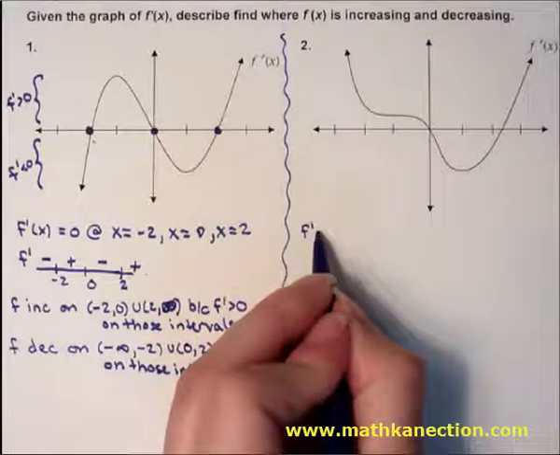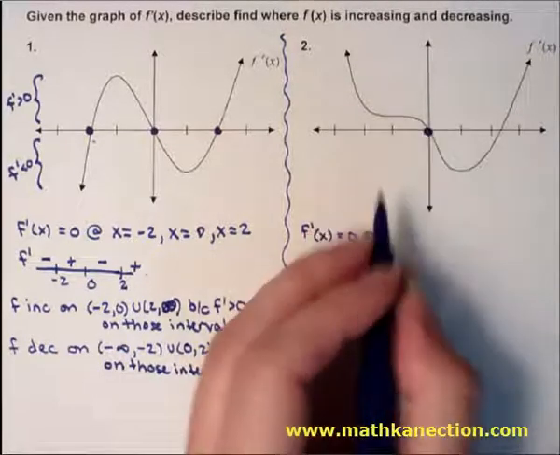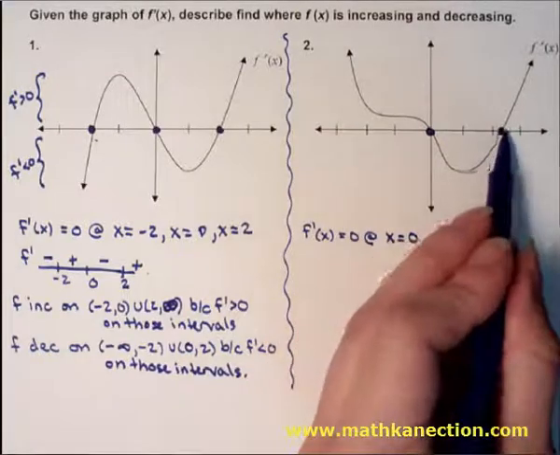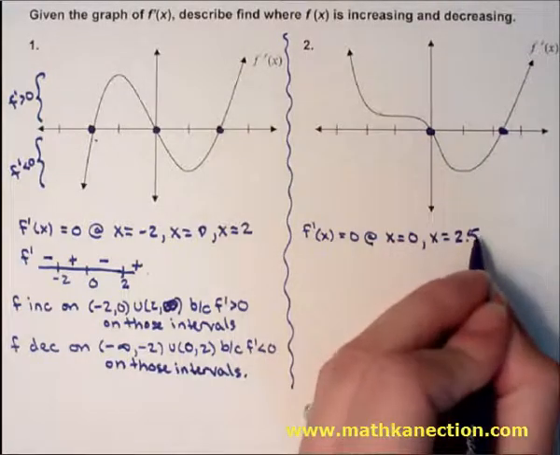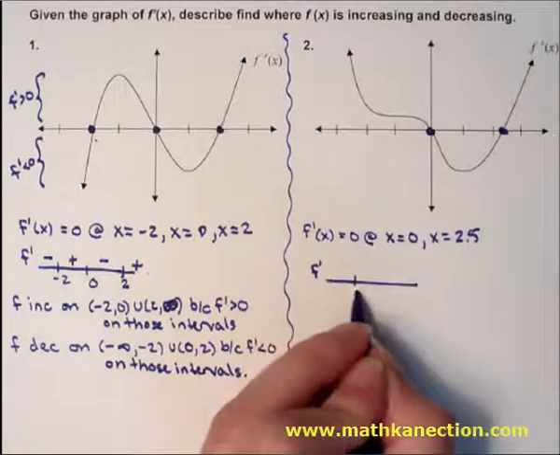And then looking at our next graph, f prime of x is equal to 0 when f prime of x crosses the x-axis. So that's x is equal to 0, and x is equal to approximately 2.5. Then making our f prime number line, putting the critical numbers on the number line.